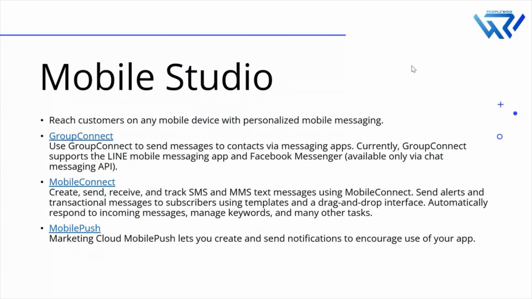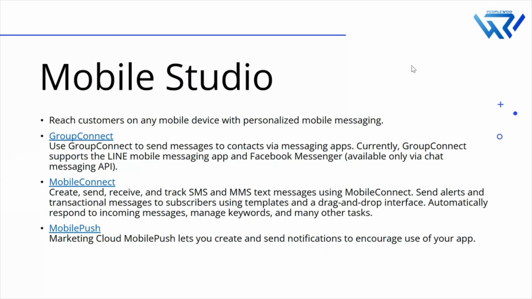So last class we started our journey with Mobile Studio. In Mobile Studio we discussed that there are three types of sub studios: Group Connect, Mobile Connect and Mobile Push. Group Connect is used when you are going to send messages to any third-party messaging app like Facebook Messenger, WeChat, Line Messenger.